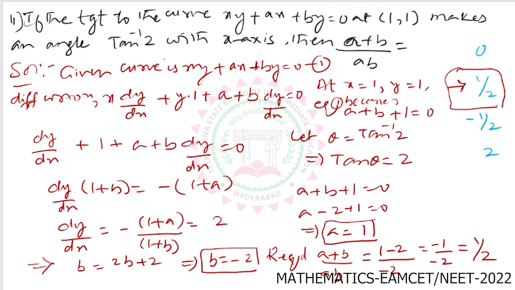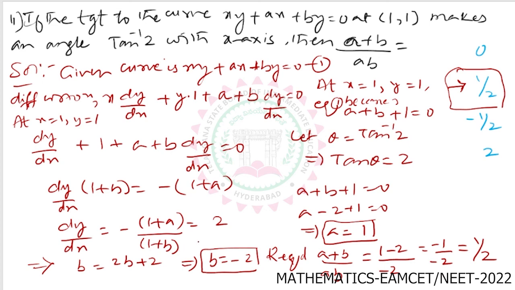So actually what is given? A curve is given. We have differentiated this curve. It is in the form of x into dy by dx plus y into 1 plus derivative of x is 1, a plus b as it is, derivative of y is dy by dx is equal to 0. So if I substitute x equal to 1, y equal to 1, here is dy by dx plus 1 plus a plus b dy by dx equal to 0. So from this I want to take out the value of dy by dx, which is nothing but dy by dx equal to minus of 1 plus a whole divided by 1 plus b.